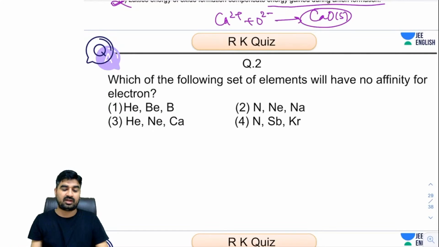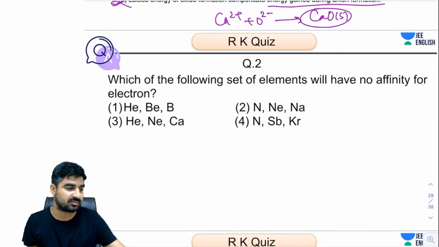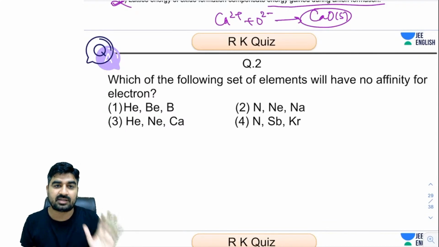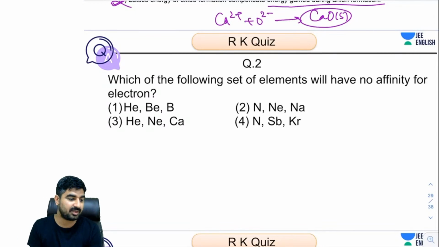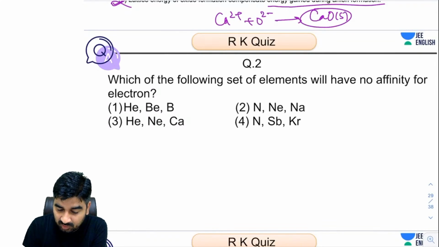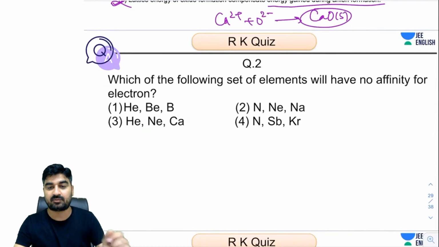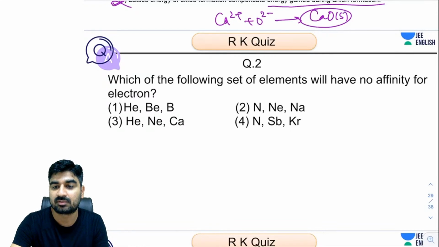So now next question on your screen. No affinity for electron. Quickly, 30-second question. Yes, Arsu, you are right. Which of the following set of element will have no affinity for electron?